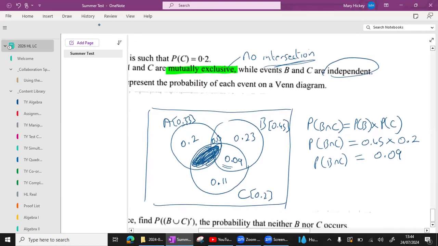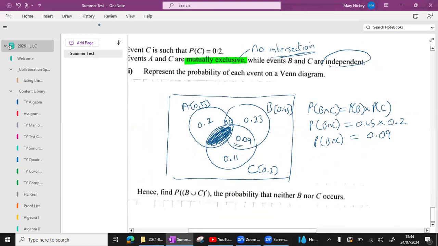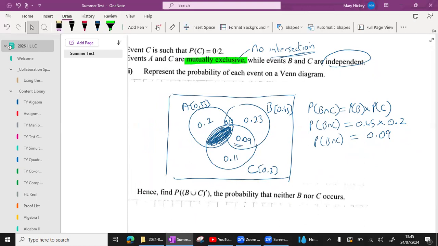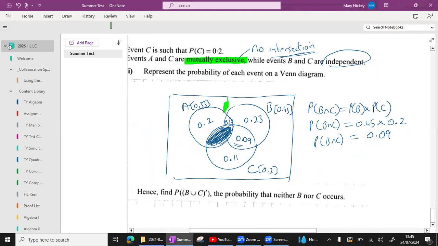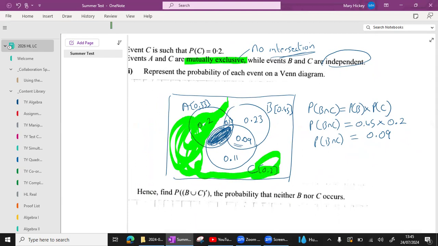And then the last question says, find the probability of B union C complement, the probability that neither B nor C occurs. Now, again, highlighters are handy here, I think, so I'll get my green highlighter. B union C complement basically means everything except for B and C. So what is everything except for B and C? Well, we go around here, everything outside the circles except for B and C.